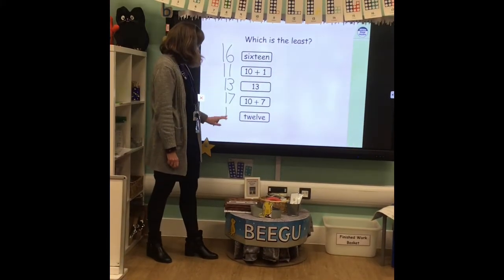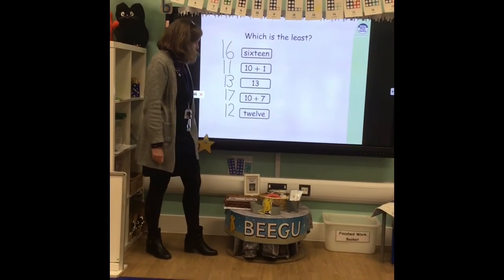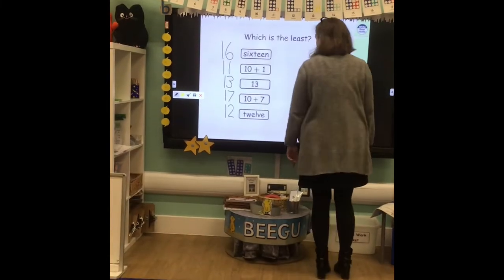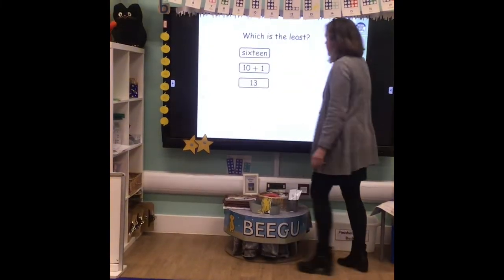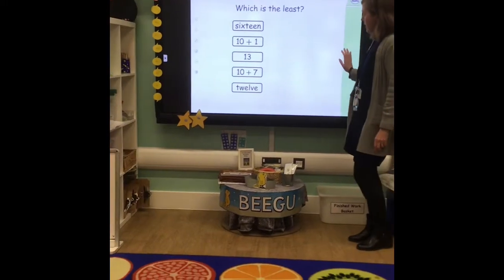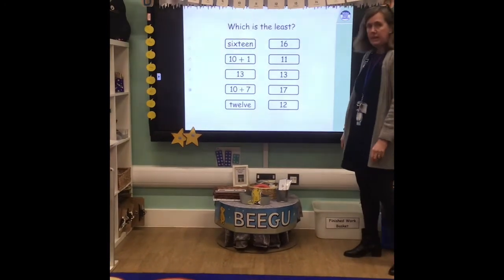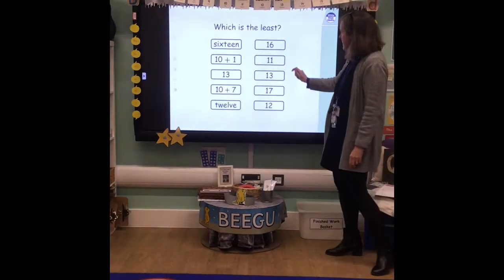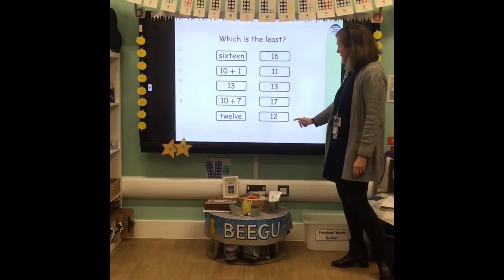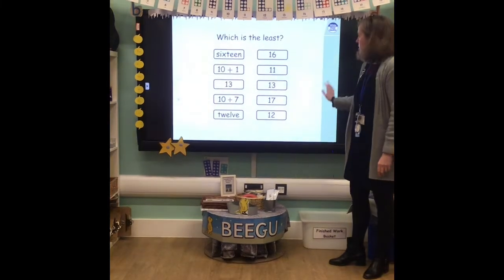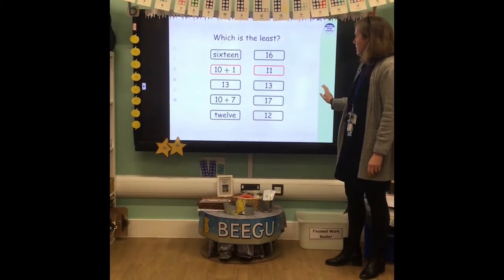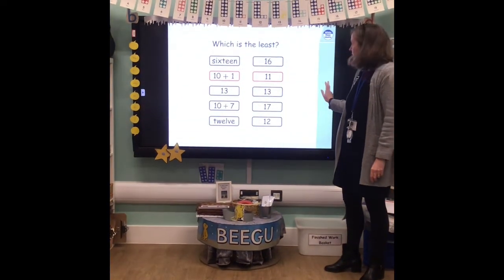And then this says what? Number 12. But now we've got to try and find out which of these is the least. So shall we try and work out which of these is the least? So is it 16, 11, 13, 17 or 12? Which one of those is the least? It's number 11, isn't it? Did you get it right?